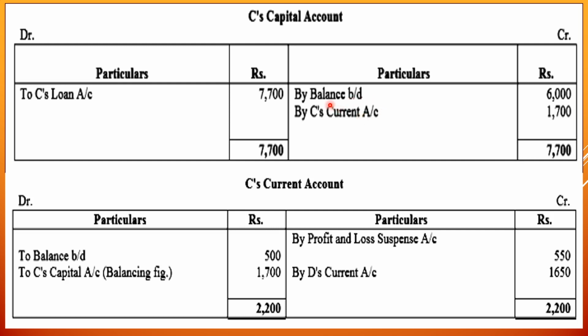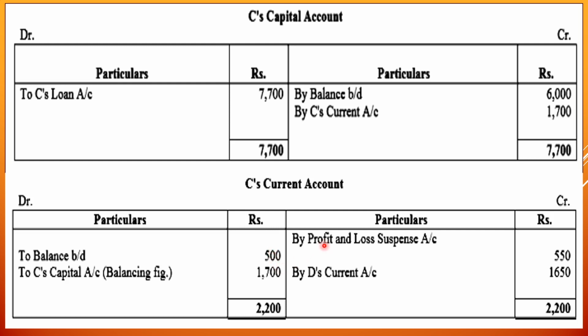So these two are opening balances. This is the capital balance 6,000, and this is the current account balance, 500. This shows a debit balance, so we consider the debit side, "To balance b/d", and this shows a credit balance, therefore we put it on the credit side by balance b/d. This is the opening record, and after that the amount of profit as well as goodwill, and that to benefit.